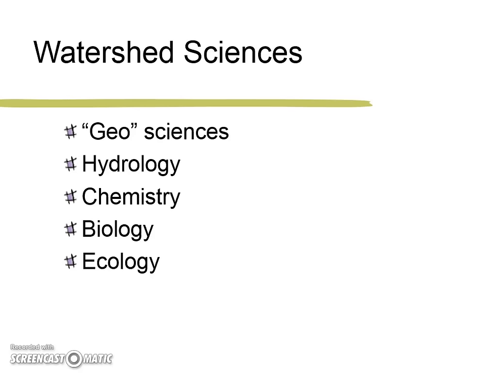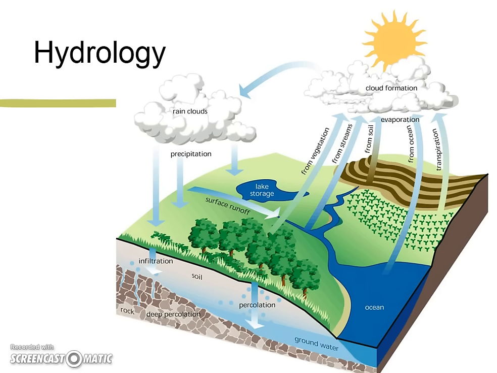Here are some sciences that study watersheds: hydrology, chemistry, biology, and ecology. Hydrology, again, is just the study of the movement of water through our environment. This is just obviously a picture of the water cycle, but there are hydrologists that study this movement through the environment, the ecosystem.